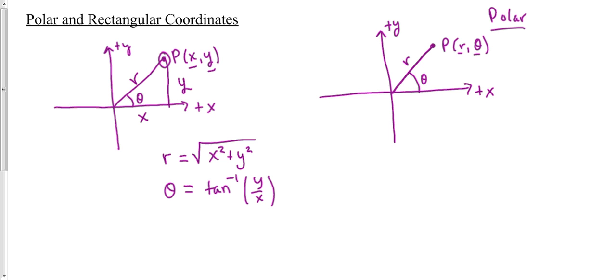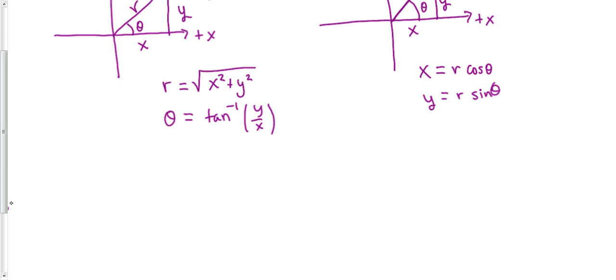Now, if instead we are given the polar coordinates and we want to find the rectangular coordinates, we still have x and y as the legs of our right triangle. And now we can say that x is going to be equal to r cosine theta, and y is going to be equal to r sine theta. So let's look at just a brief example here.